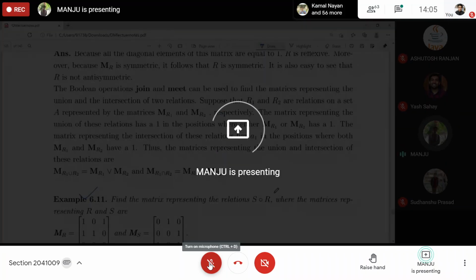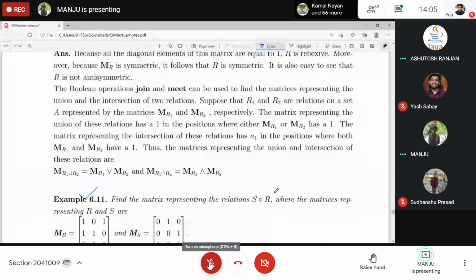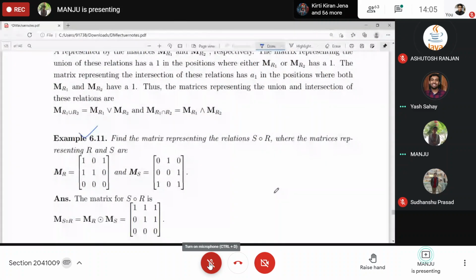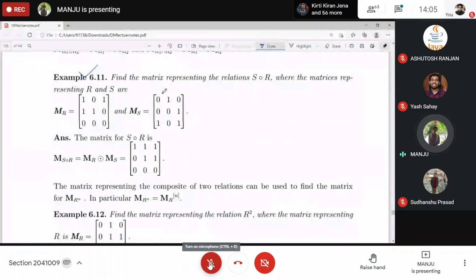In the last lecture, the matrix representing relations was covered, right? Yes, ma'am. This example was done, and I gave you one exercise: what is the matrix for S composition R? This was the exercise given. Did you try this one? What is that matrix coming? Can you tell me?